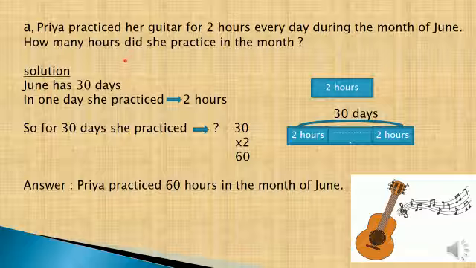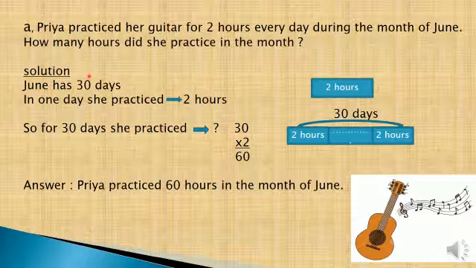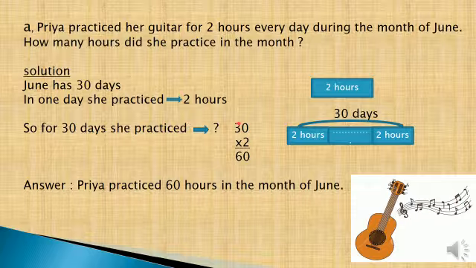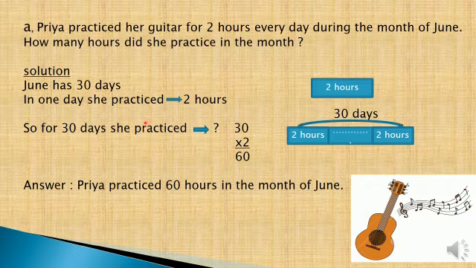Do you know how many days are there in the month of June? June has 30 days. So, in one day she practiced 2 hours. So, for 30 days she practiced, that is 30 into 2. That is 60 hours. If one day it is given and they are asking for many days, we have to multiply. Here the answer is Priya practiced 60 hours in the month of June.